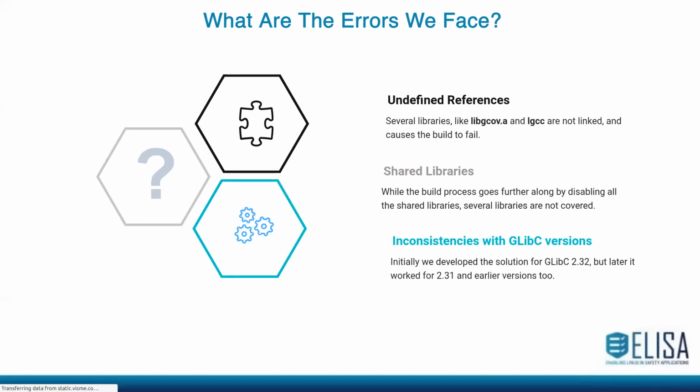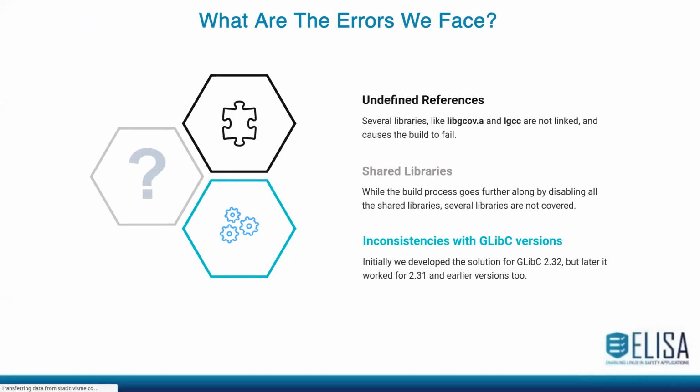So while working, what were the main errors that we faced in more specificity? So there were several undefined references. Some libraries like libgcov.a and libgcc were not linked for some reason, and these caused the build to fail. And when the build process went further, after we tried to hack together a solution, the shared libraries failed because of a multiple link error.